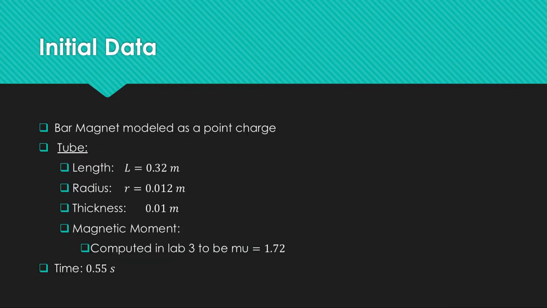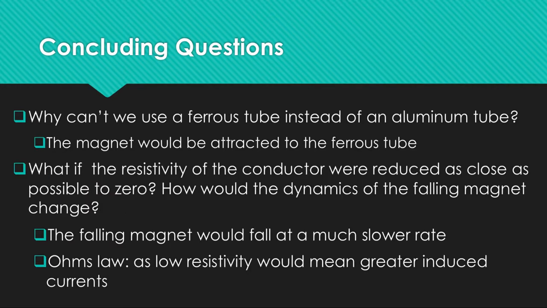Here I have some of the initial data and some of the measurements for my tube. First, we must state that the bar magnet in this experiment is modeled as a point charge. And in terms of the tube and the dimensions, the length that I measured was 0.32 meters, the radius was 0.012 meters, and the thickness was 0.01 meters. In terms of the magnetic moment, this was computed in Lab 3 and used for this lab, and my value for mu was 1.72.